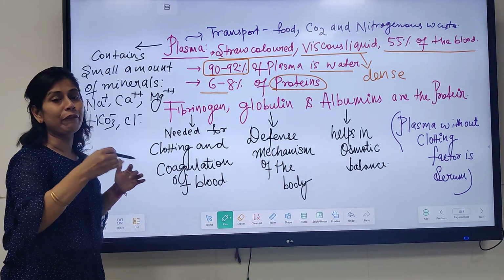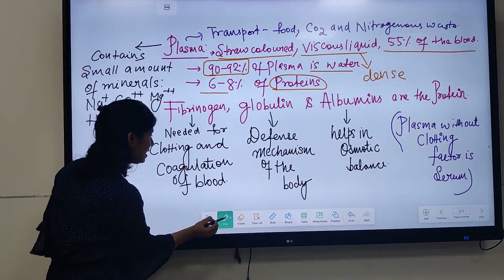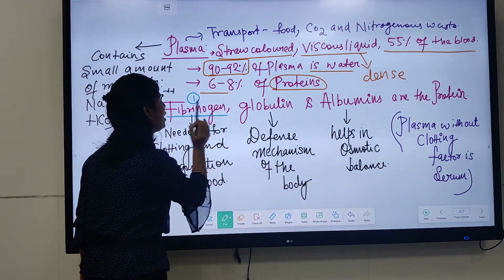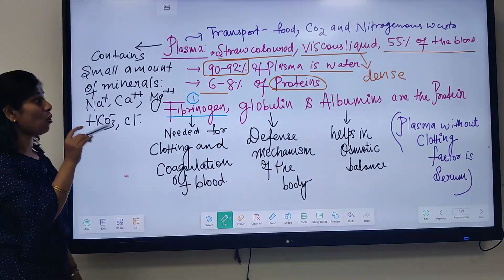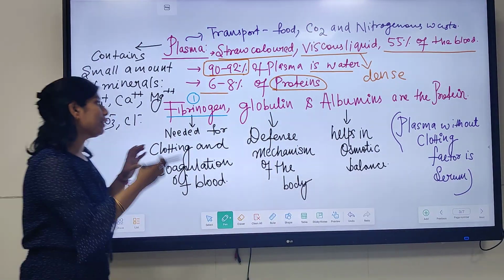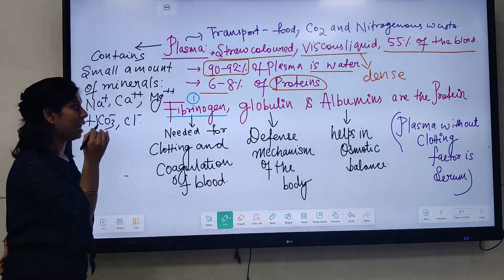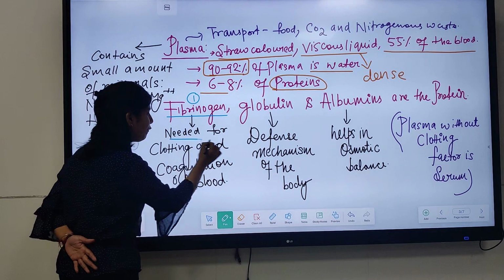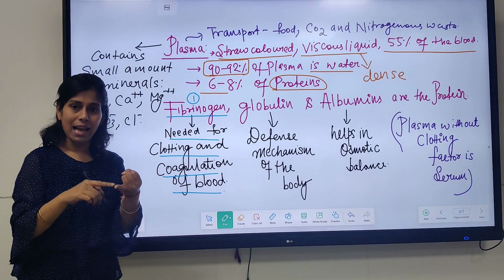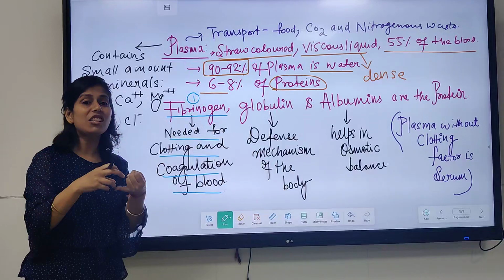Now let's understand the different types of proteins present in the plasma. Let me take a different color here. The first one is your fibrinogen. Fibrinogen is also a protein present in the plasma. This is a very cumulative question which is asked in competitive exams. Fibrinogen is a blood protein, or plasma protein, needed for clotting or coagulation of blood. What do you mean by clotting? You get hurt and all of a sudden the blood oozes out of your injured tissues. Now who will stop it?